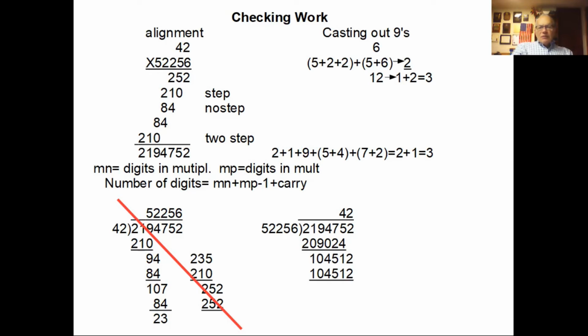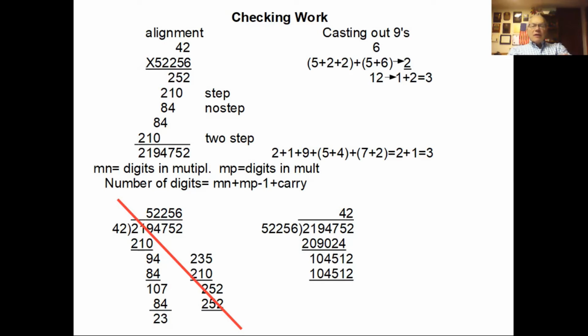a set of nines with the first 3 digits. The last 5 and 6 is 11. Add the 11, 1 and 1, and we get 2. So we see here that 2 times 6 is 12. And when we add 1 and 2, we get 3.